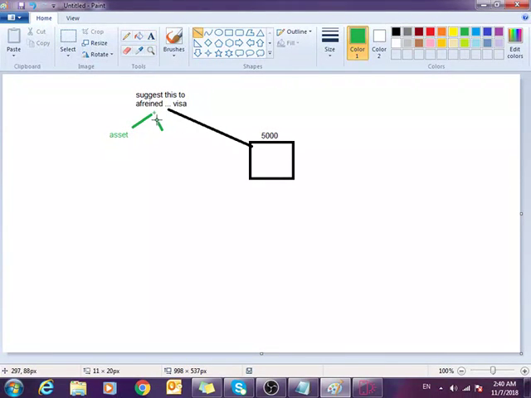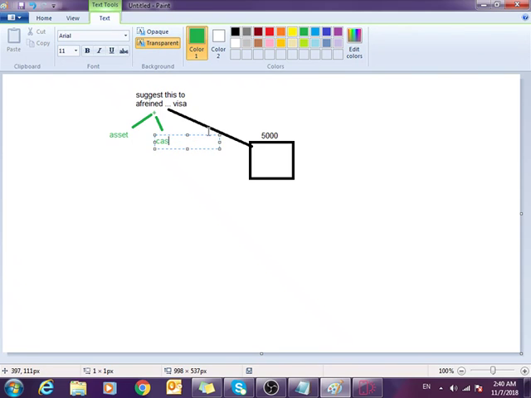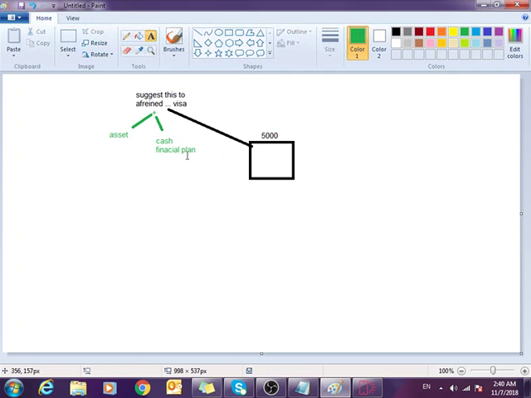Or this one is going to pay us, this is cash. Or this is a financial plan, okay. And both of these are really a financial plan, something like that, David.